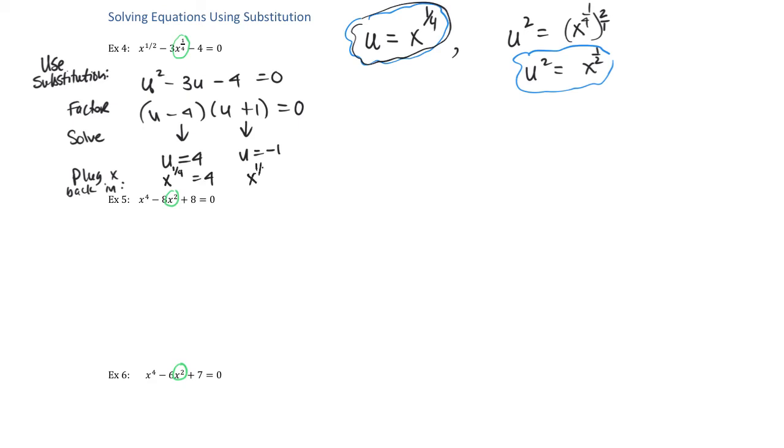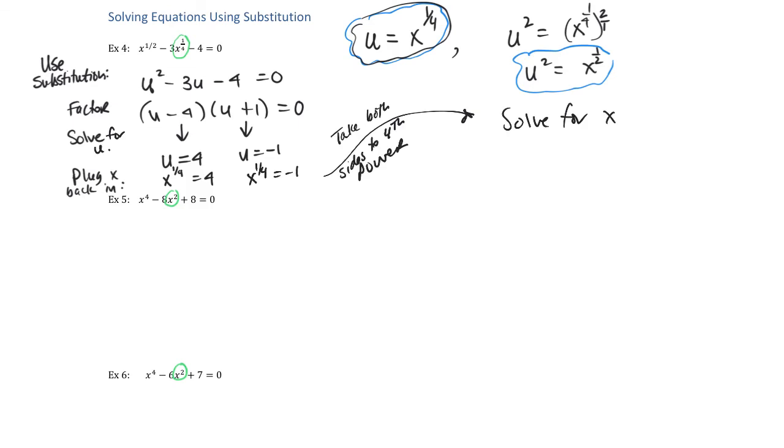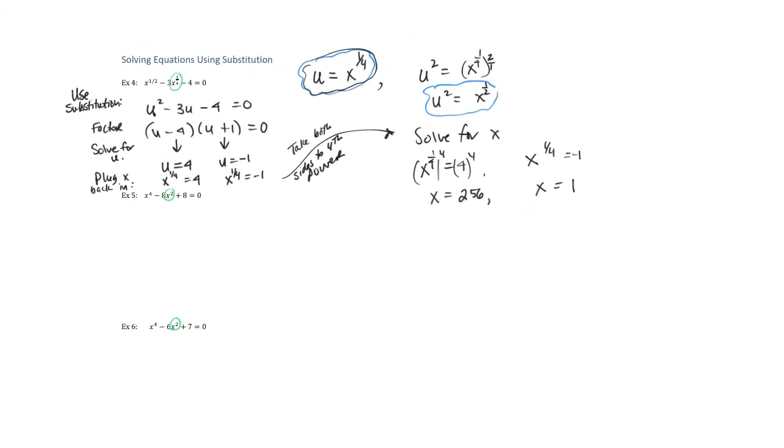So x to the 1/4 is equal to negative 1. And now I'm just going to take both sides to the 4th power, and we're going to solve for x. So we've got x to the 1/4 equals 4. And we'll take both of those to the 4th power. x equals 256. Okay, and then the other one, x to the 1/4 equals negative 1. So taking both of those to the 4th power, we get x equals positive 1. And now we do need to check.